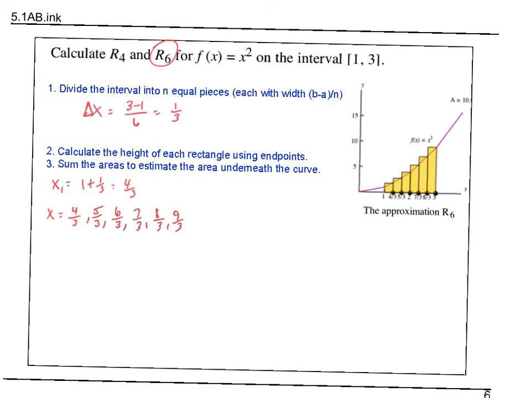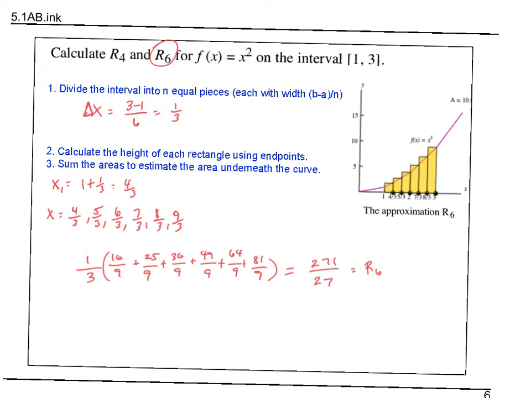My corresponding y coordinates, if I square them, I'm just going to put it in the parentheses here. So if I square 4/3, I have 16/9. Then I have 25/9, 36/9, 49/9, 64/9, and 81/9. Adding all those up and multiplying by 1/3, you would end with 271/27 as your R6.